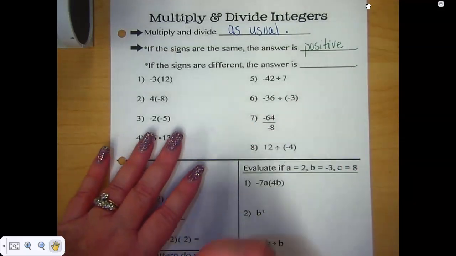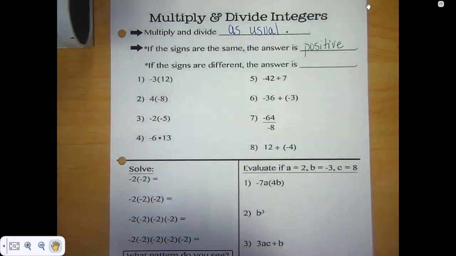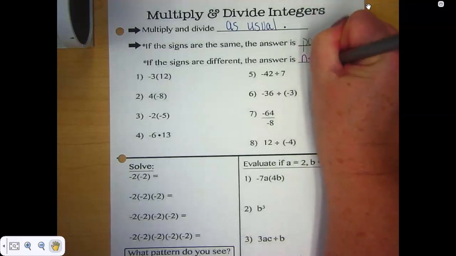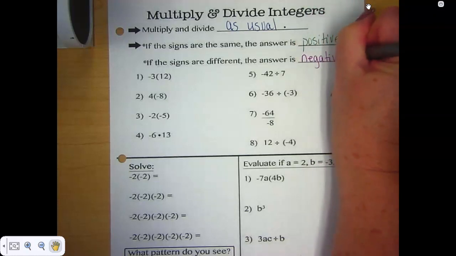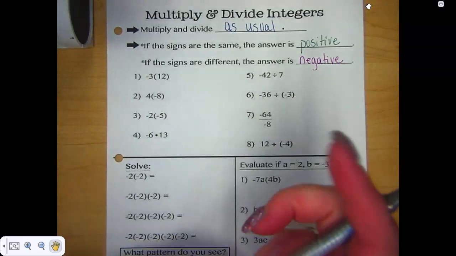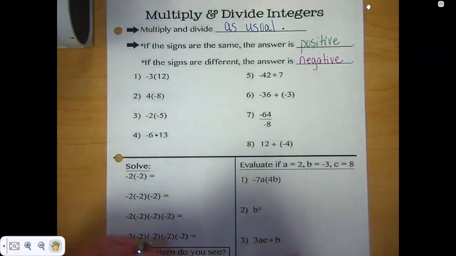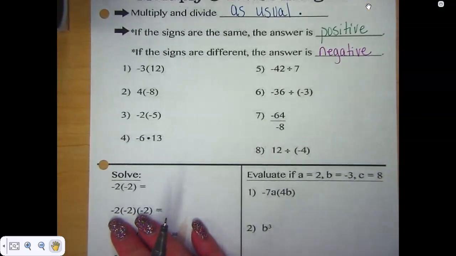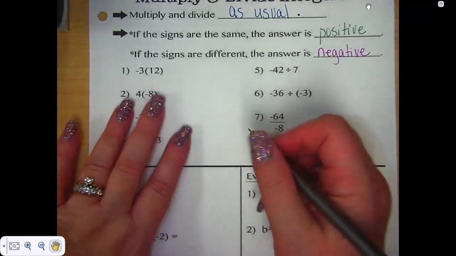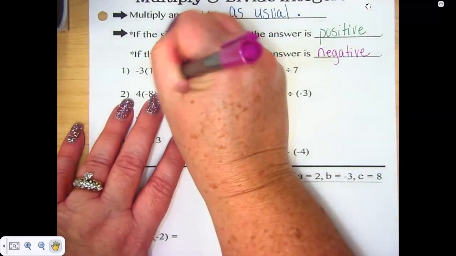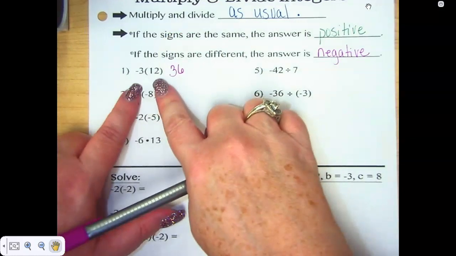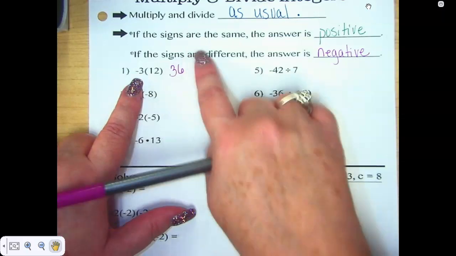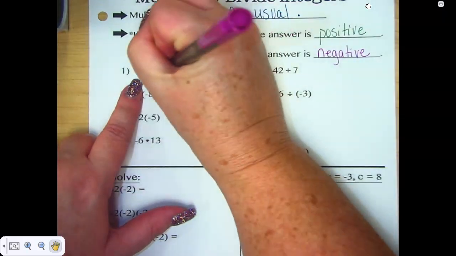If the signs are different, the answer will be, what do you think? Negative. If you have two factors and they have different signs, then your product or your answer is going to be negative. All right, so let's try some of those. -3 times 12. 3 times 12 is 36. Are the signs the same or different? They're different, so our answer is going to be negative 36.